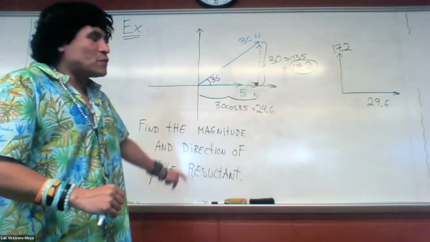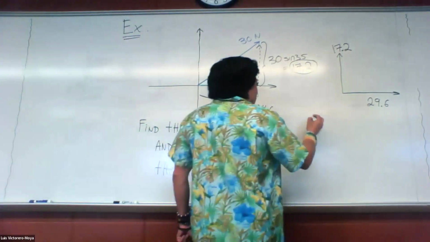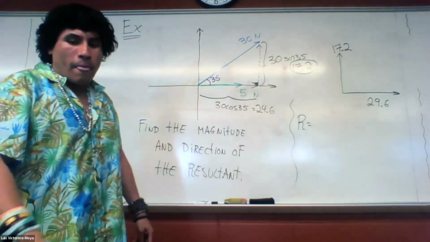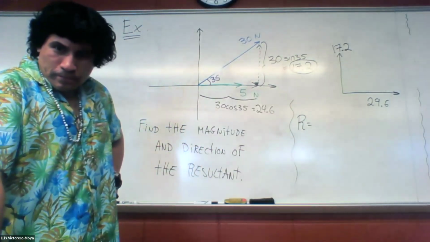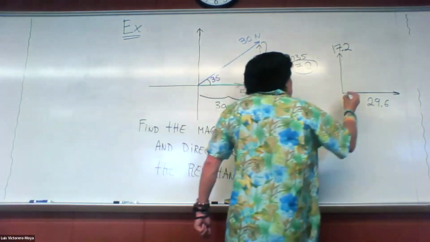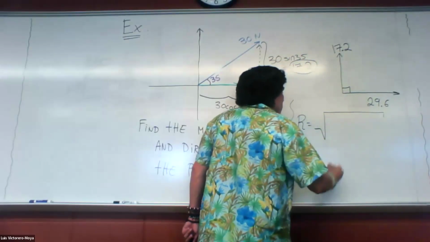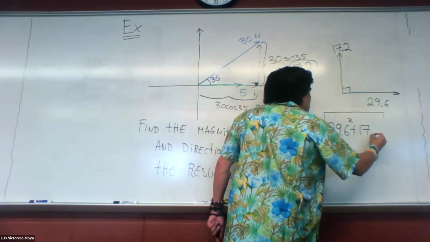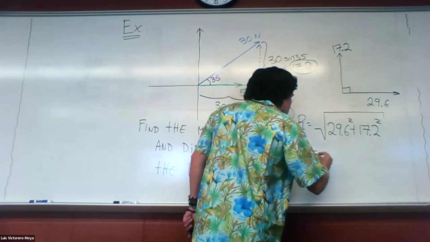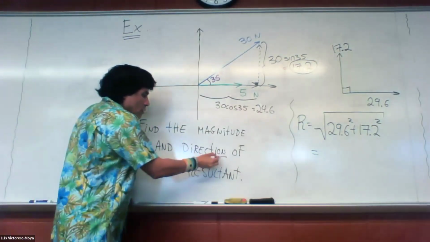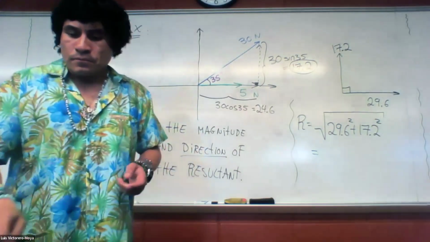To find the magnitude of the resultant, how will you find R? You do the Pythagorean: square root of that square plus 17.2 squared. I'll let you guys calculate that. And in the meantime, start working on the direction. What's the direction of that vector?